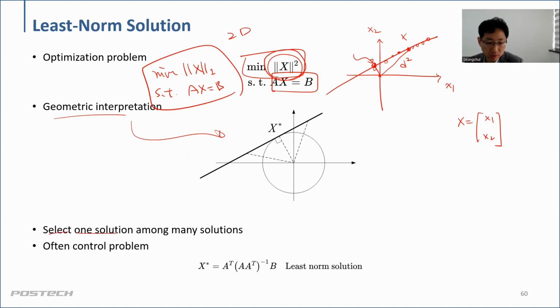And select one solution among many solutions. And this one we often see in the control problems. And actually this is how you compute it, but don't worry about it, right? How do you compute this? Don't worry about it. We call it least norm solutions.